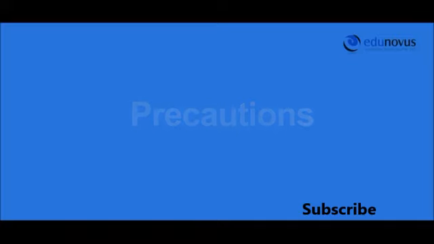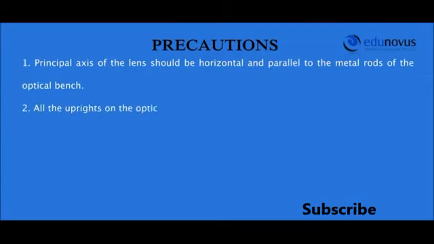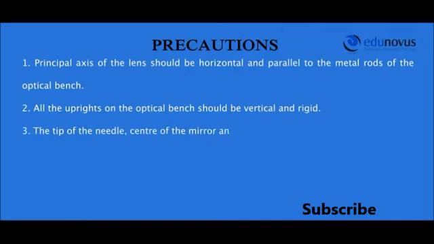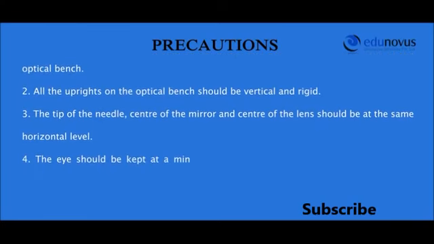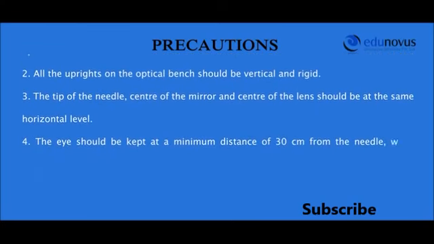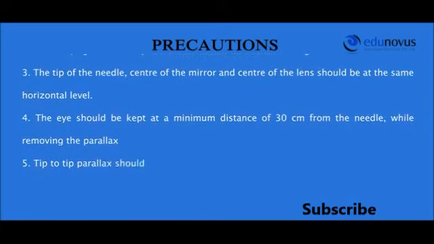Precautions. Principal axis of the lens should be horizontal and parallel to the metal rods of the optical bench. All the uprights on the optical bench should be vertical and rigid. The tip of the needle, center of the mirror and center of the lens should be at the same horizontal level. The eye should be kept at a minimum distance of 30 centimeters from the needle while removing the parallax. Tip to tip parallax should be removed.